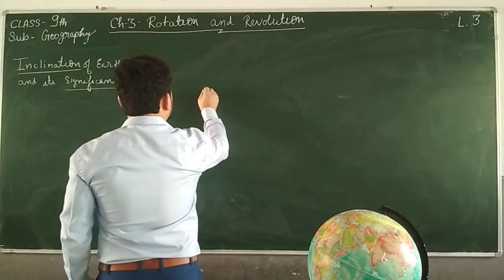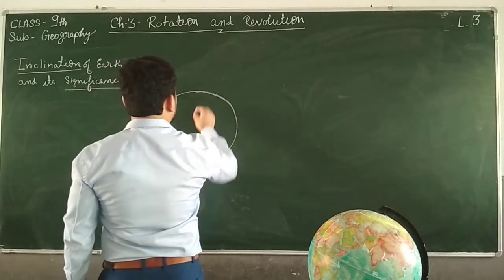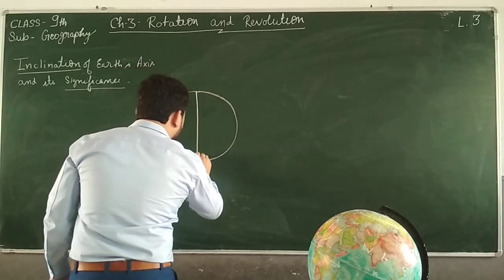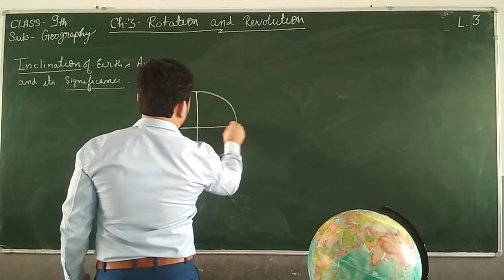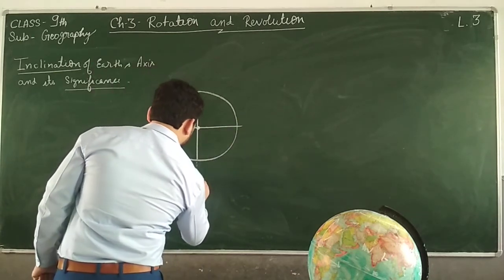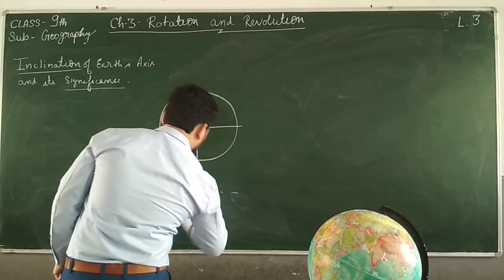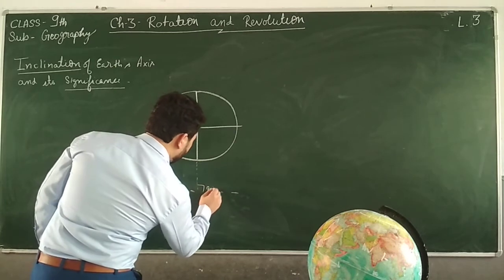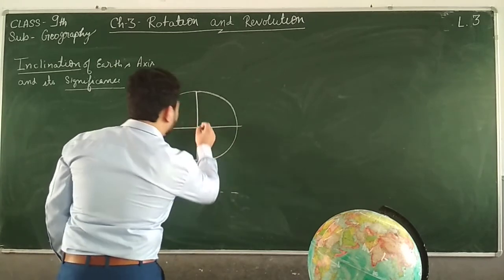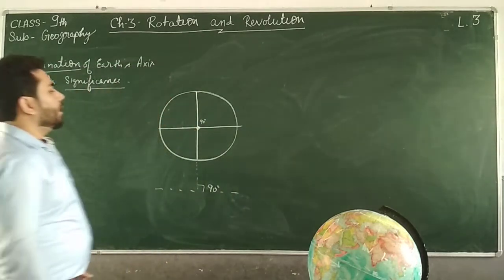Suppose this is the earth, and I am assuming that the axis of the earth is straight like this. This is the center of the earth, and it is 90 degrees here, 90 degrees here, same thing, clear?